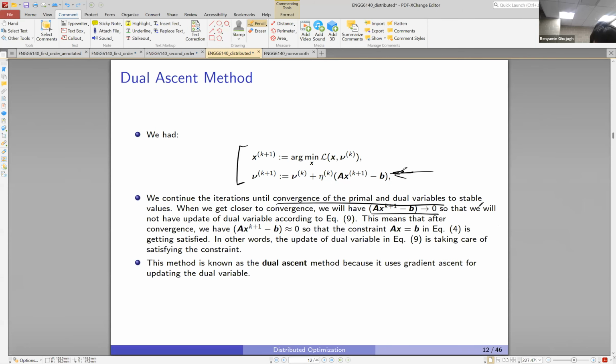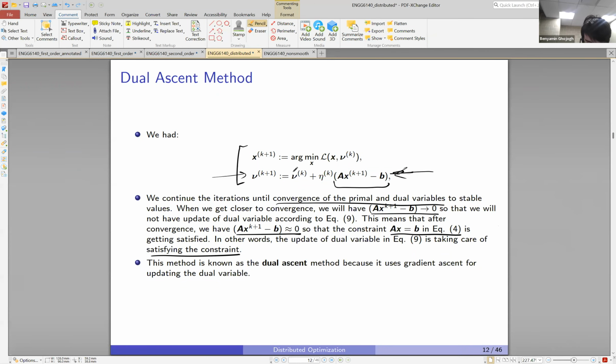Equation 9, I have repeated it here. This means that after convergence this term becomes almost 0, so that the constraint Ax equals b in equation 4 is satisfied. In other words, the update of the dual variable in equation 9 takes care of satisfying the constraint. Of course it should, because it's a dual variable for the constraint, right? Now I think it is justified why we have this update.